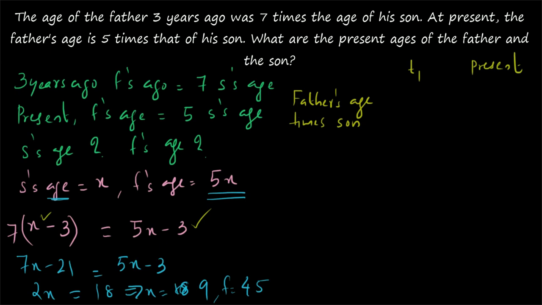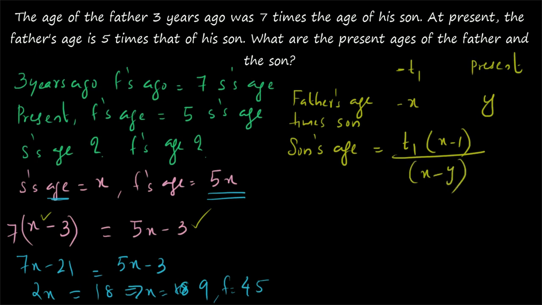So let us say t1 years before, father's age was x times that of son. And at present, father's age is y times that of son. This way, if you simply write a small table, you can find out son's age by using the formula. Son's age is equal to t1 into x minus 1 divided by x minus y.